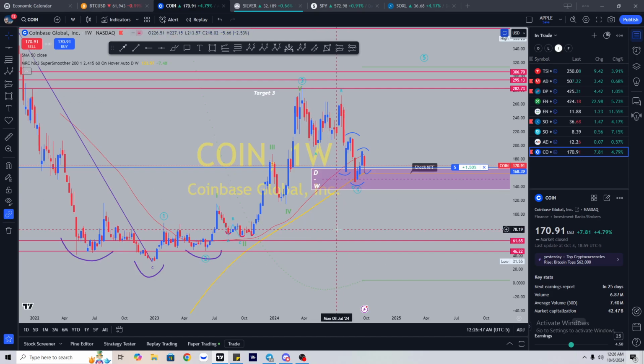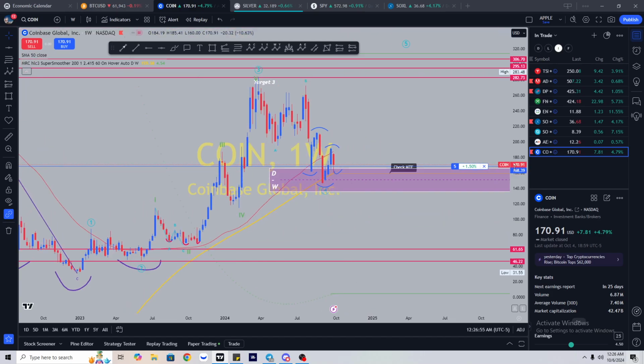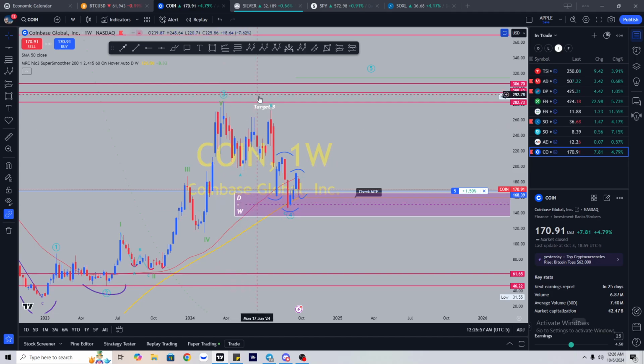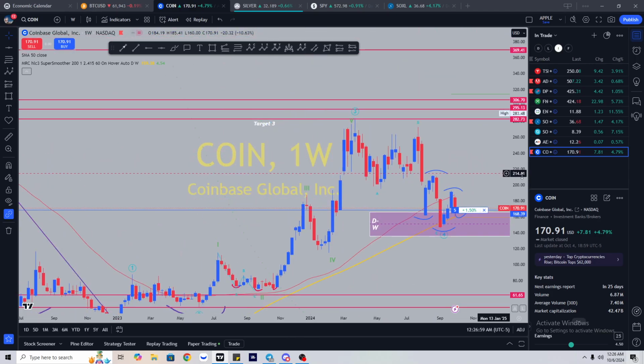But in this instance, this is coin, so it's following the stock market, and it's also following the crypto market. So it's like a mix of them. So it's weird. But right now, yes, we are in wave 4. We got our A, B, C, and also each subwave.